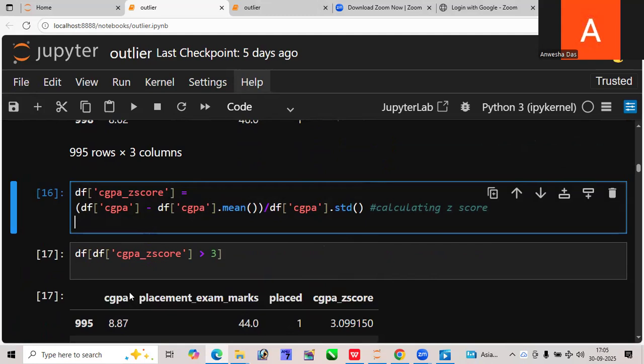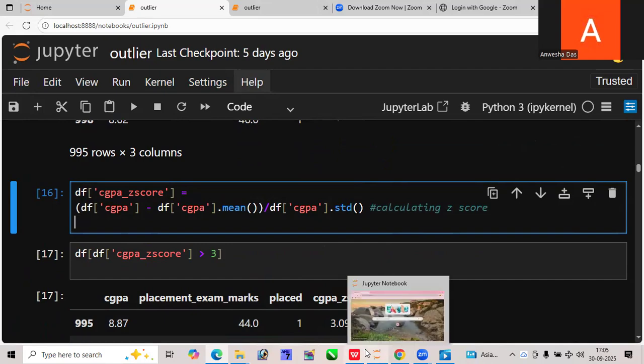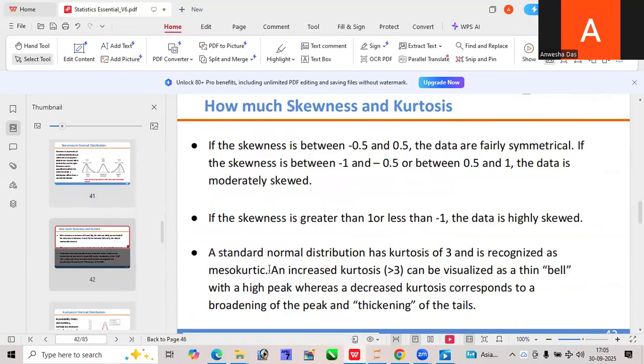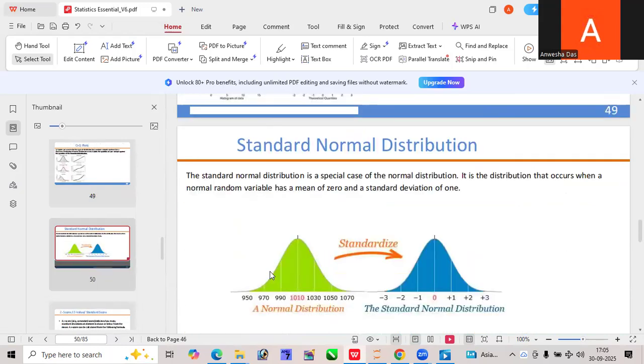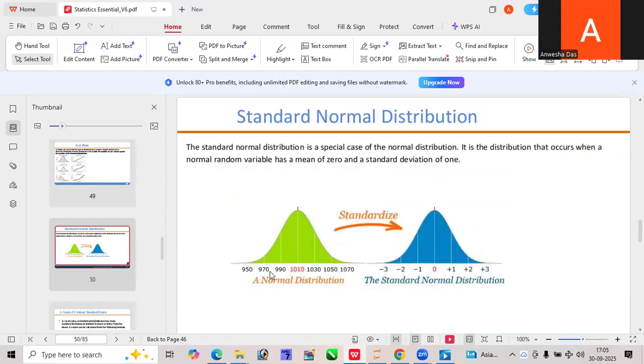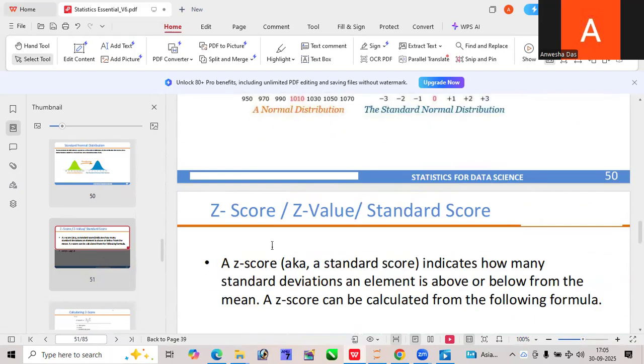Now here I have applied the z-score. Again, I am going to the PDF file. So what is the z-score? I want to convert the normal distribution to a standard normal distribution. So what will I do? I'll perform the standardization technique. For that, I'll perform the z-score, or we can say the standard score as well.